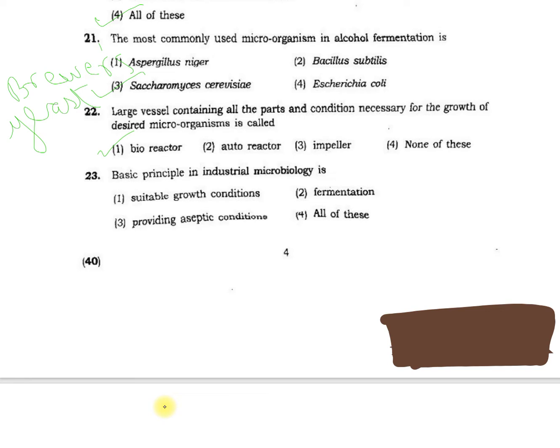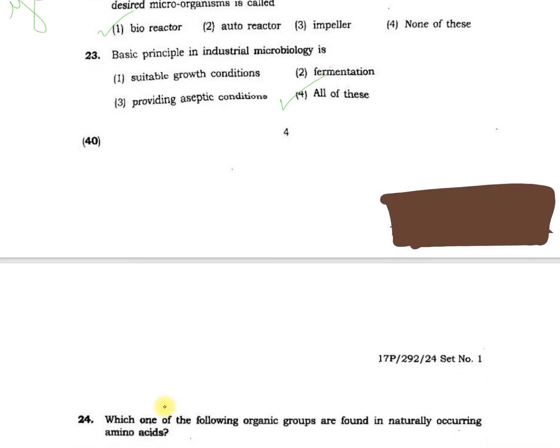The question number 23. The basic principle in industrial microbiology is 1. Suitable growth conditions, 2. Fermentation, 3. Providing aseptic conditions, 4. All of these. So here the fourth one, all of these is the correct option.